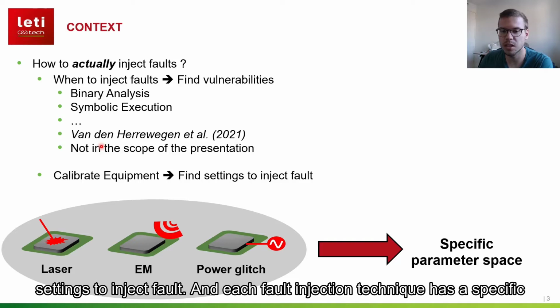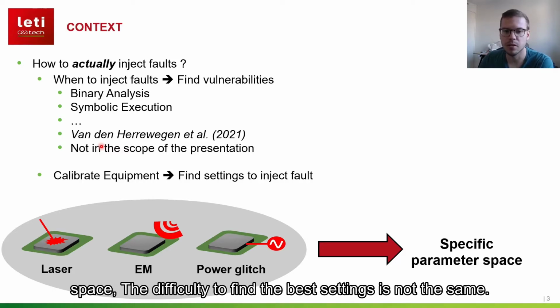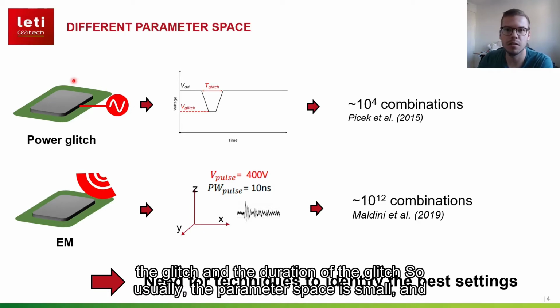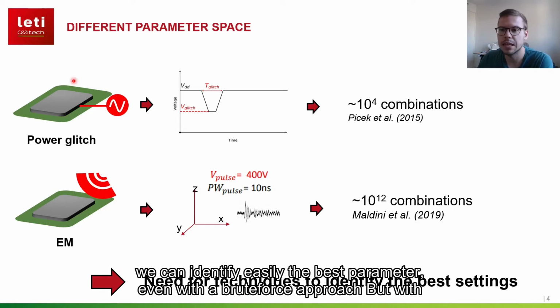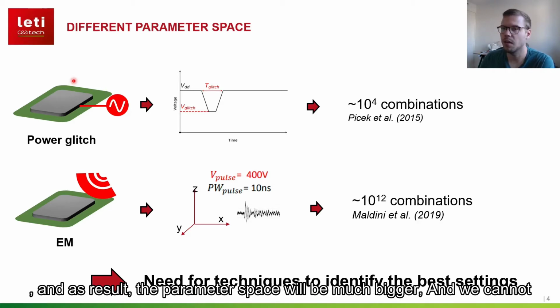And each fault injection technique has a specific parameter space, and depending on the complexity of the parameter space, the difficulty to find the best settings is not the same. So for example, with the power glitch technique, we must find the amplitude of the glitch and the duration of the glitch. So usually the parameter space is small and we can identify easily the best parameters even with a brute force approach.